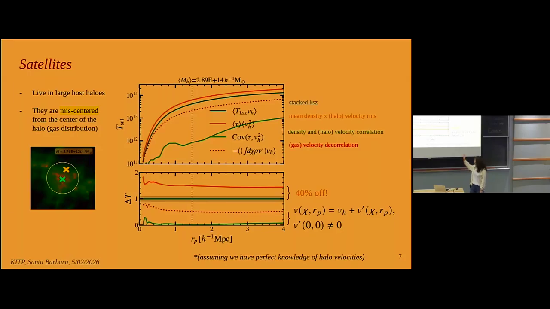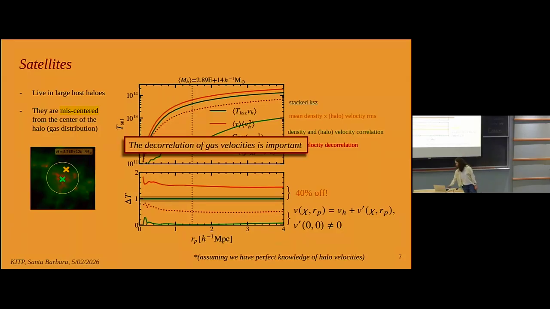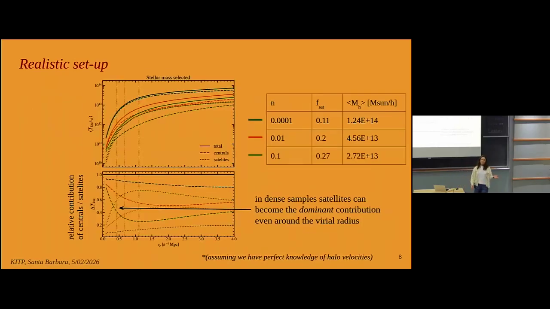So this is basically saying that if we want to model satellites properly, we need to take into account the correlation of gas velocities, which now starts being a bit more complicated because we maybe need nonlinear models for this, because linear theory doesn't predict this. Okay, so now we built a bit of intuition of what are the terms that can be going in there. But we never have pure central or pure satellite samples. So let's make a step toward making more realistic samples.